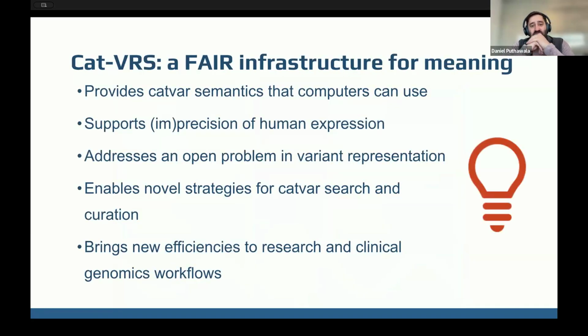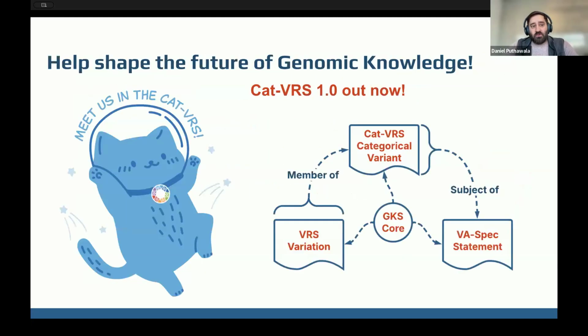So in conclusion, Cat-VRS provides a fair infrastructure for categorical variant semantics and meaning. It provides semantics that computers can use, which will help us implement all sorts of automated workflows into our clinical practice. It supports both the precision and imprecision that is endemic in human expression. It addresses an open problem in variant representation in the categorical variation space, enables novel strategies for search and curation, and it brings new efficiencies to research and clinical genomics workflows.